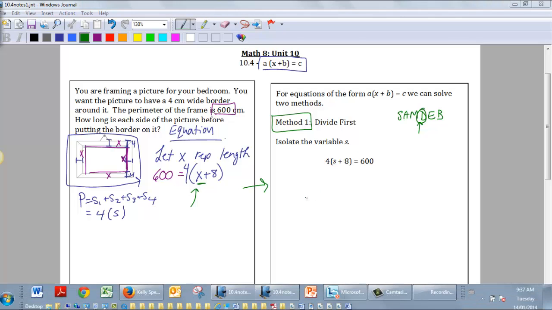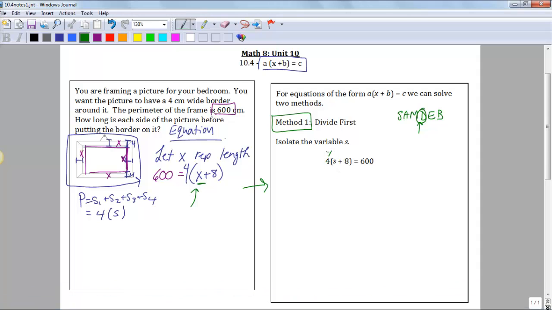I want to get s by itself. I'm trying to isolate the variable. Right now, this means 4 times everything in that bracket. The opposite of multiplication is division, so I'm going to divide both sides by 4. Check that out. When you divide both sides by 4, these 4's cancel, so I'm left with s plus 8. 600 divided by 4 is 150. Subtract 8 from both sides, those cancel.